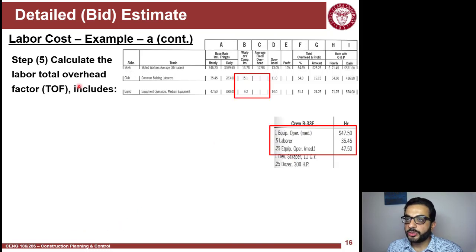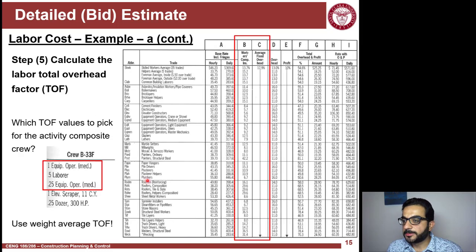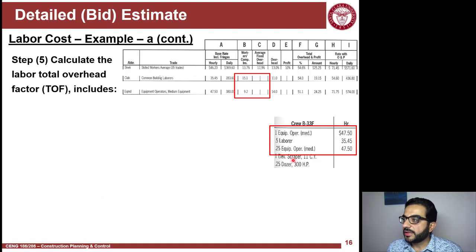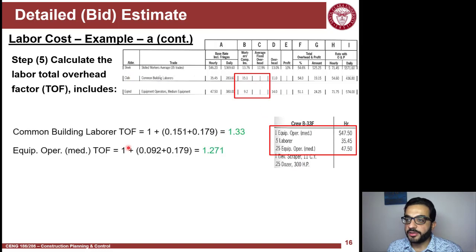So in this case here, we will use what we call the weighted average. So we'll look at the corresponding trades that we have represented in the crew. So we have equipment operator, and we have common laborer. And I pick every one of these trades. I will identify the total overhead factor. So this is for the laborers, this is for the equipment operators, the medium size. So I have a 1.33 adjustment for the laborers, 1.27 adjustment for the equipment operators.